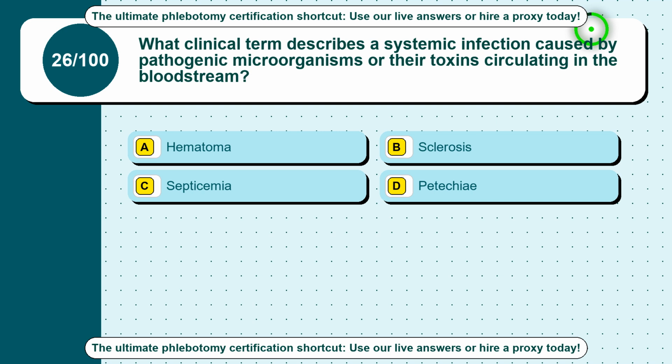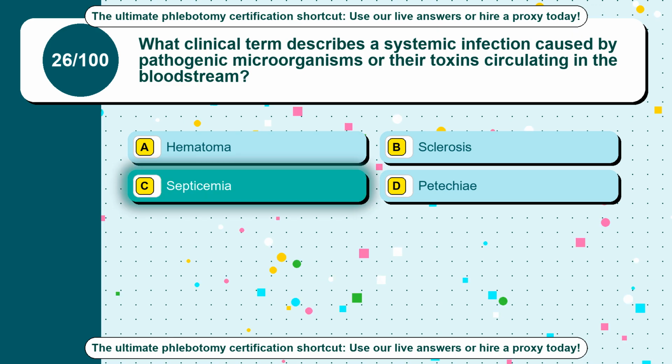Question 26. What clinical term describes a systemic infection caused by pathogenic microorganisms or their toxins circulating in the bloodstream? Option A, hematoma. Option B, sclerosis. Option C, septicemia. Option D, petechiae. The correct answer is option C, septicemia.